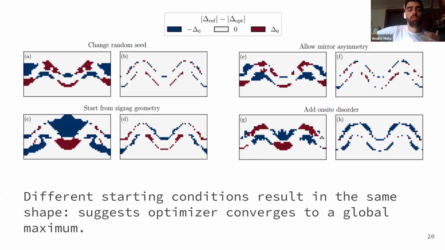So essentially, even when we modify these starting conditions, we find the same shape, which suggests that the optimizer is indeed converging to a global maximum.